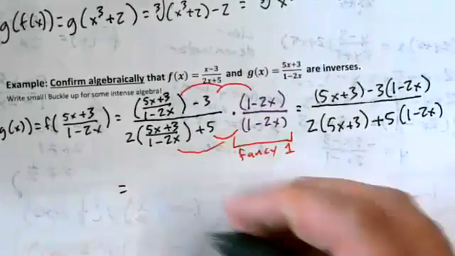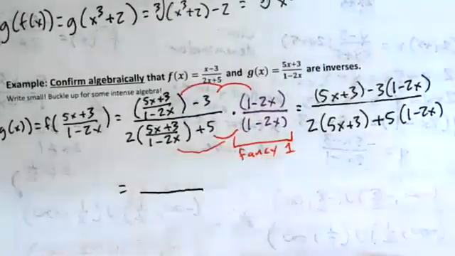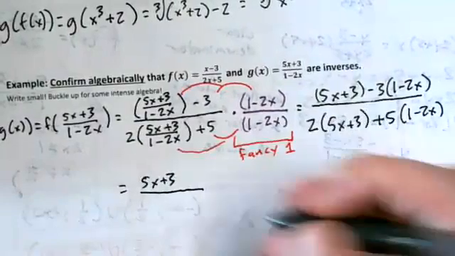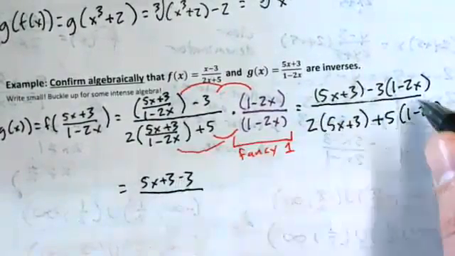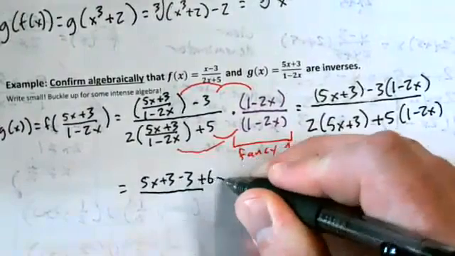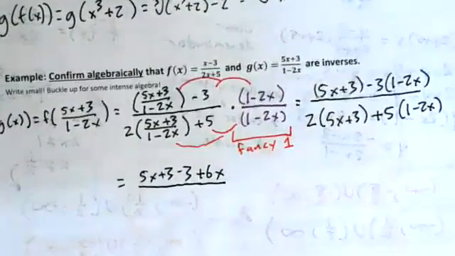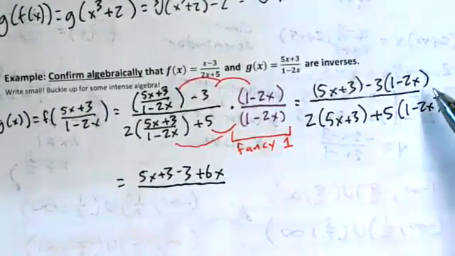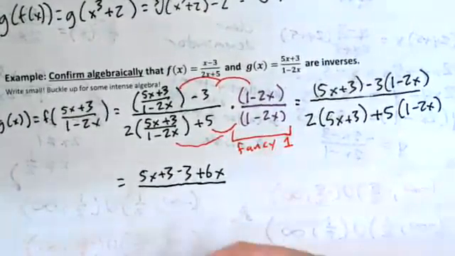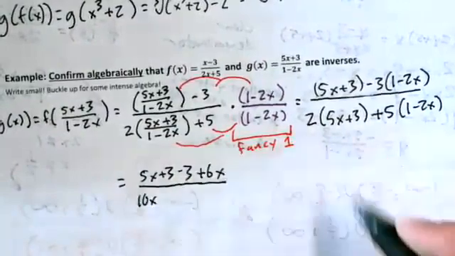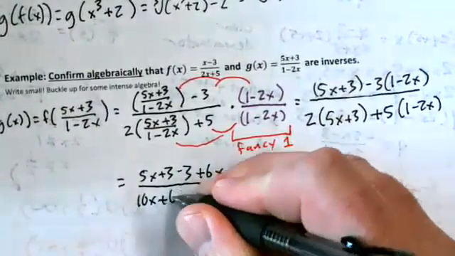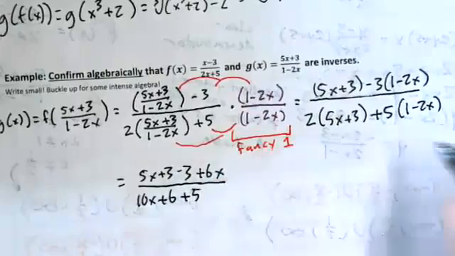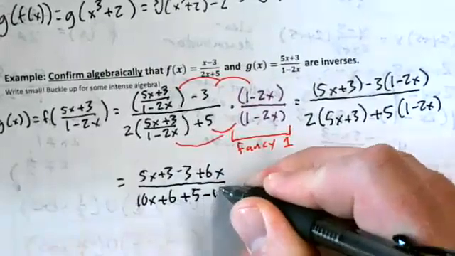A little distribution up top here. What do we got? That's just 5x plus 3, and then be careful with your negatives. That's -3 and plus 6x. Does that sound right? I'm just distributing up here. Distributing on the bottom, we got 10x. 2 times 3 is 6. And then I got 5 times 1, so plus 5. 5 times -2x is minus 10x.